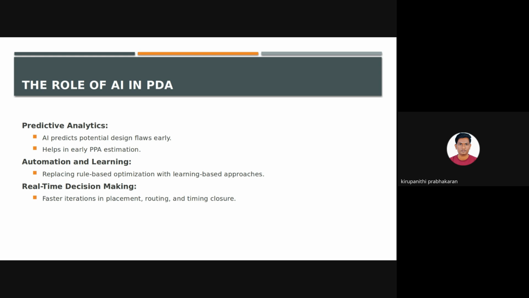Timing closure optimization. Timing closure, one of the most time-consuming stages in PDA, benefits greatly from AI decision-making capabilities. AI identifies critical paths and makes adjustments to placement and clock tree synthesis to meet the timing constraints more efficiently. It will reduce the overall runtime of the design process and ensures a high success rate in achieving the design goals in fewer iterations.